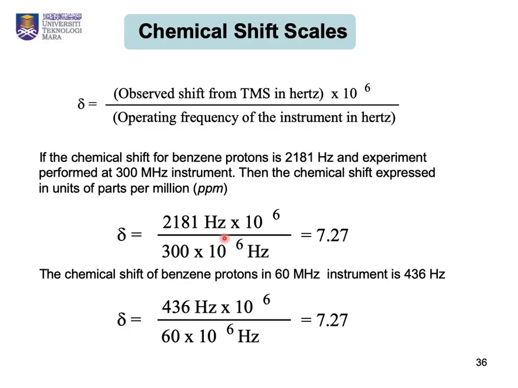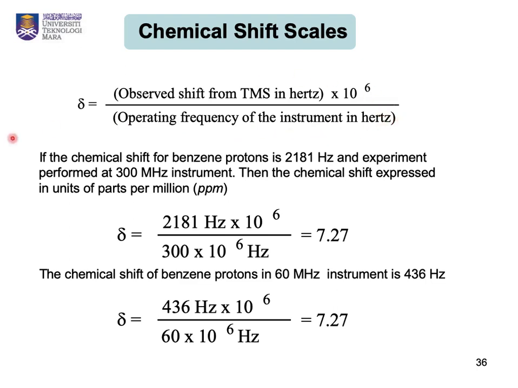So here is the chemical shift scale, how to convert hertz into ppm. So this is the formula, right? So this is the chemical shift. The formula is the observed shift from TMS, tetramethylsilane, in hertz, multiplied by 10 to the power 6, divided by the operating frequency of the instrument in hertz, meaning the strength of the magnet.